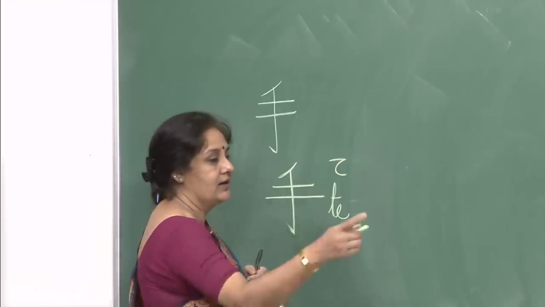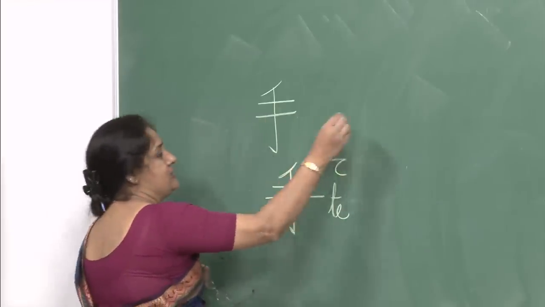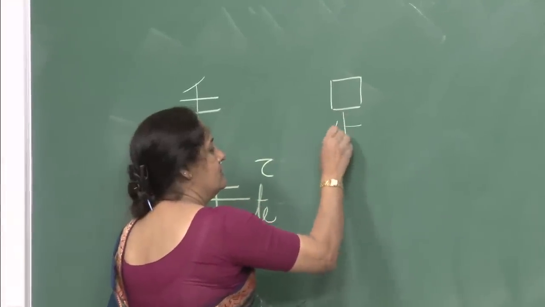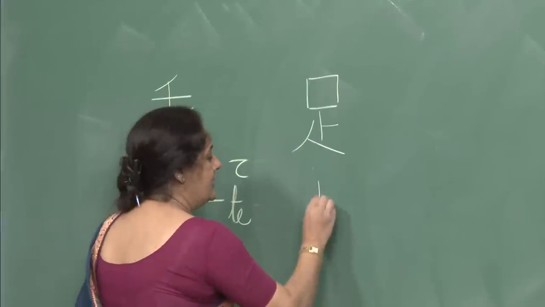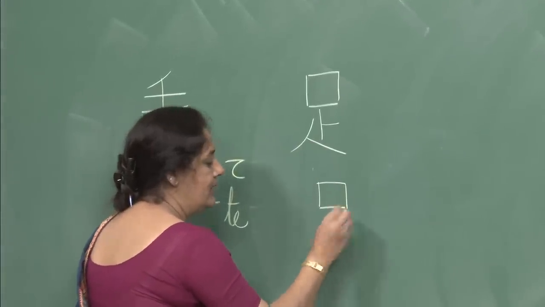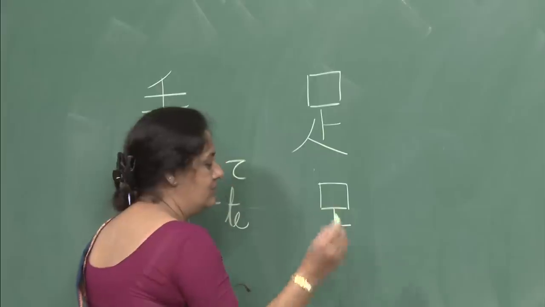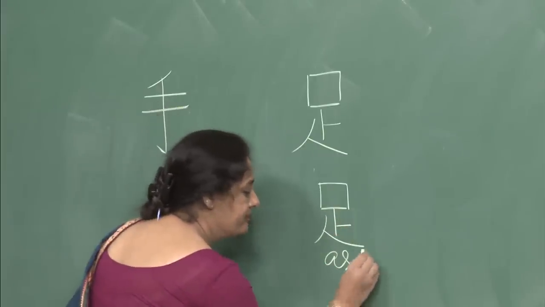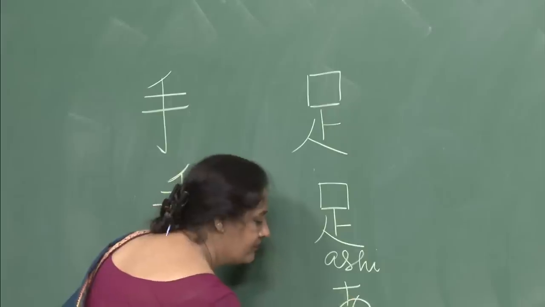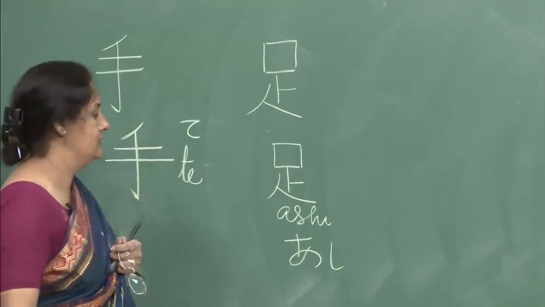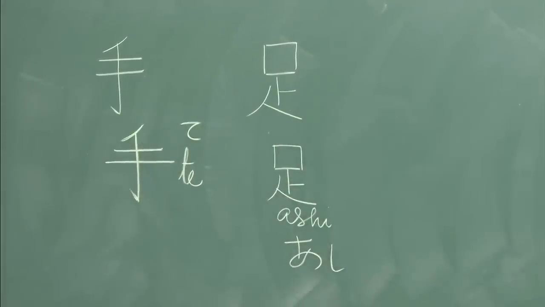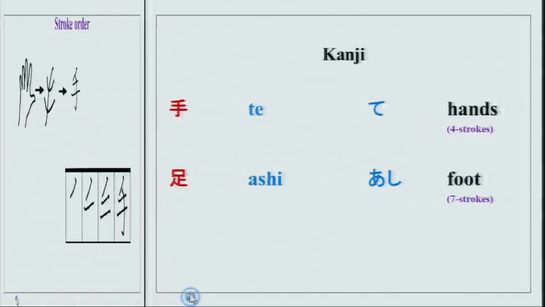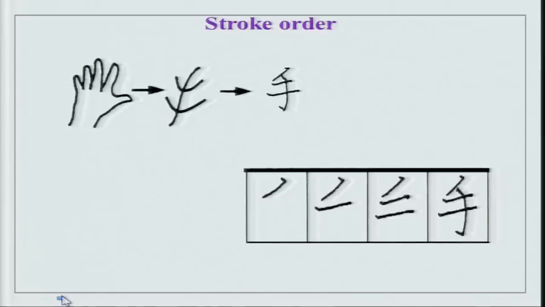Then we have another one for you, ashi. Ashi, like this. Make a square, make a line, ichi, make another one like this, and hito, ashi. So I think you got the stroke order. See how te is made.